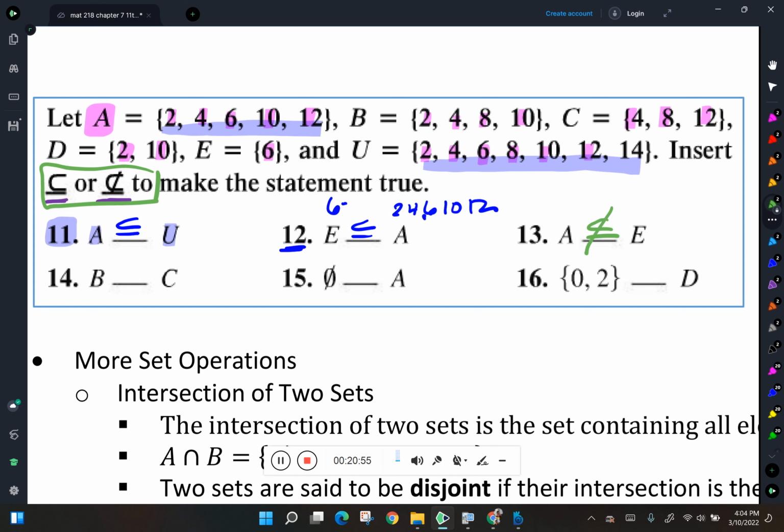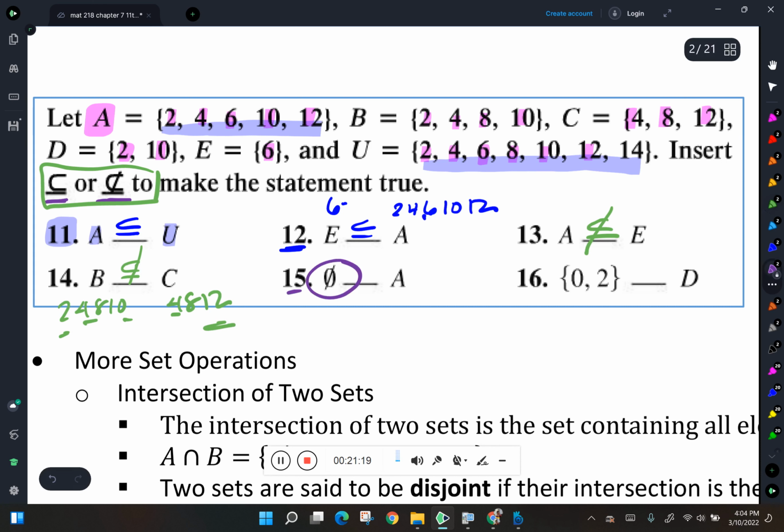Right? Number 14, B and C. Well, B is 2, 4, 8, 10. C is 4, 8, 12. Well, the 4 and the 8 match, but there's a 2 and a 10 over here, and that's not a subset.